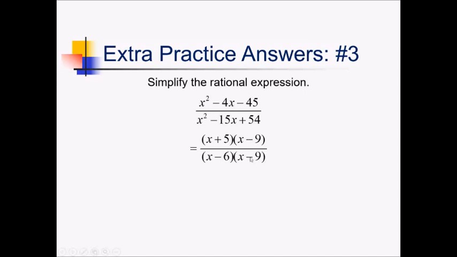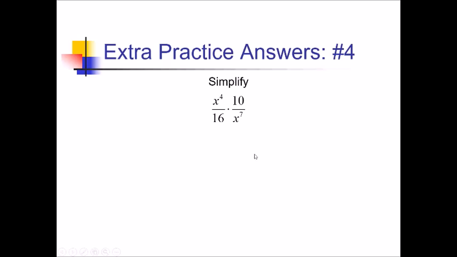And now these common factors of x minus 9 will cancel. So that leaves us with x plus 5 over x minus 6. On this problem, in order to simplify this, we eventually need to get a single fraction instead of 2, and we need to be fully reduced. So it's up to you whether you reduce before multiplying or after. I usually try to do it before, just because that gives me less to multiply.